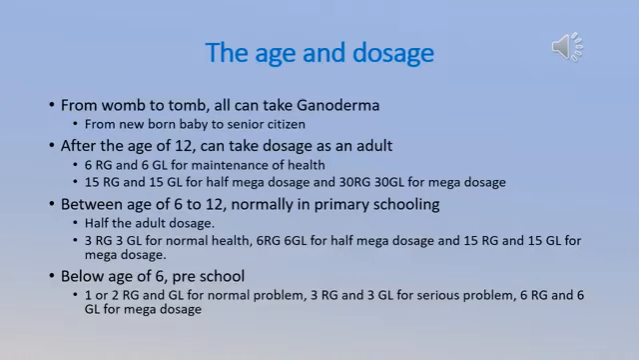For those below the age of 6, when the child is very small, we can mix into the milk, we can mix the drink for them. Maybe 1 or 2 Rg and GL for a normal problem, 3 Rg and 3 GL for a serious problem, and 6 Rg and 6 GL for the mega dosage. So these are the general dosages, depending on the group of people and the body condition.